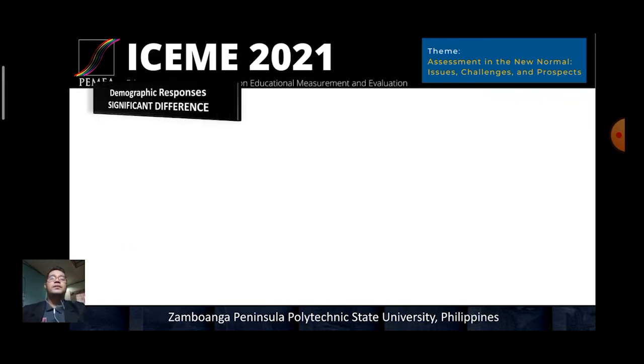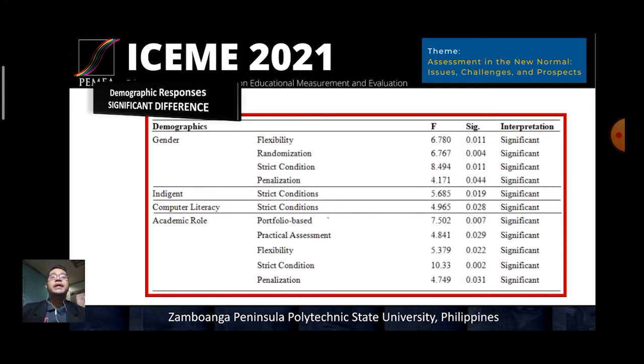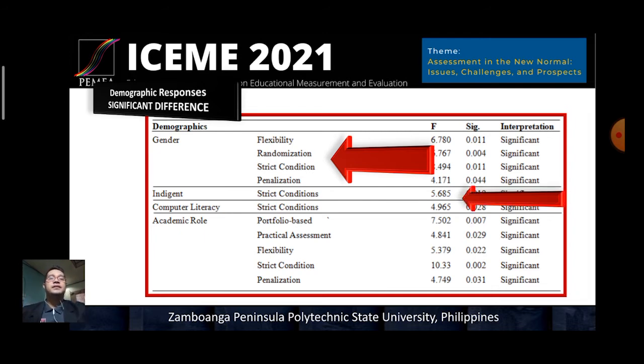Let's analyze the significant difference based on the responses by the demographic profile of our respondents. Let's go first to gender. Under this demographic profile, male and female have different responses in terms of flexibility, randomization, strict condition, and penalization practices on assessments, which means that we have to analyze deeper as to which gender has to be given more emphasis in terms of maybe the ease of conducting the assessments under these categories or under these practices. Let's go to the next demographic profiles.